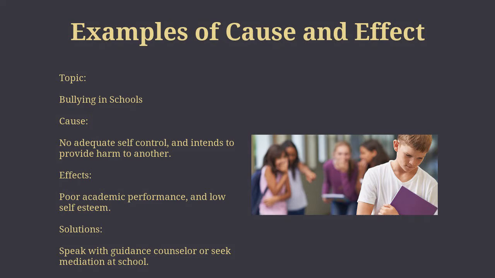The effects of bullying. So this is what is going to happen to the person that you have mistreated. They're going to have poor academic performance and they have low self-esteem. So you have made this individual feel really, really bad about themselves, and they're not performing at their highest ability. Solutions: speak with a guidance counselor and or seek mediation at school. So you need to speak with a guidance counselor or you need to seek mediation. We have a lot of resources to help you if needed.